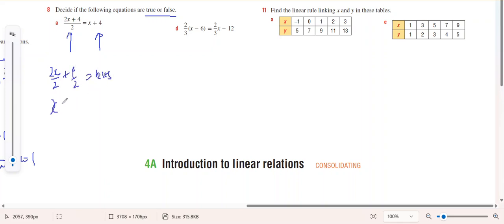2x on 2 is the same as x, plus 4 on 2 is the same as 2, and that does not equal the right-hand side, because the right-hand side is x plus 4. Therefore, it is false.